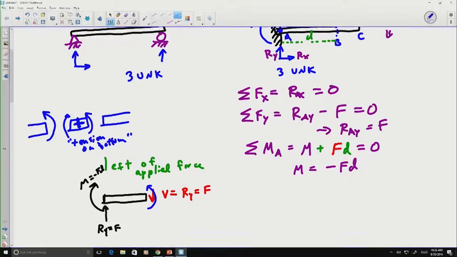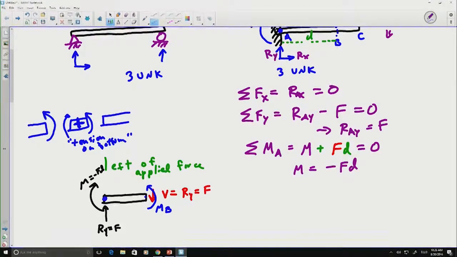Well, now we need to consider how to balance the moments in this case. We have our reaction moment here, or our bending moment. Let's call that MB for the time being. And we need to balance our moments. Well, now we need to select a point around which to balance the moments. I'm going to go ahead and select the point to be here at this point M, or this point A.